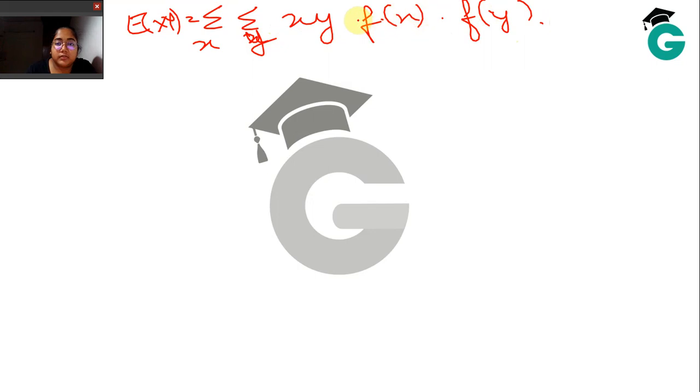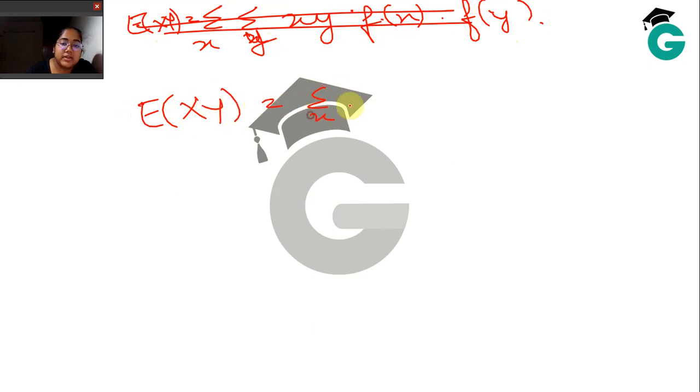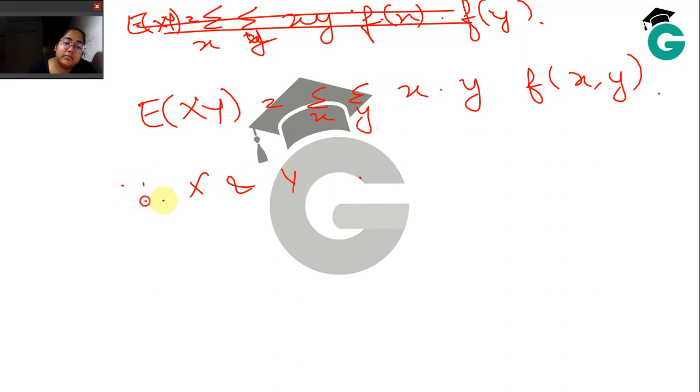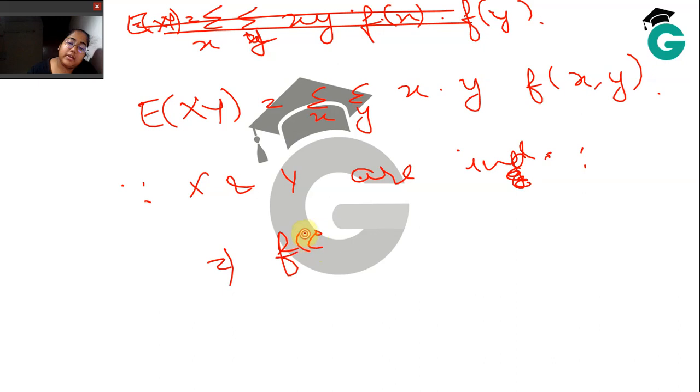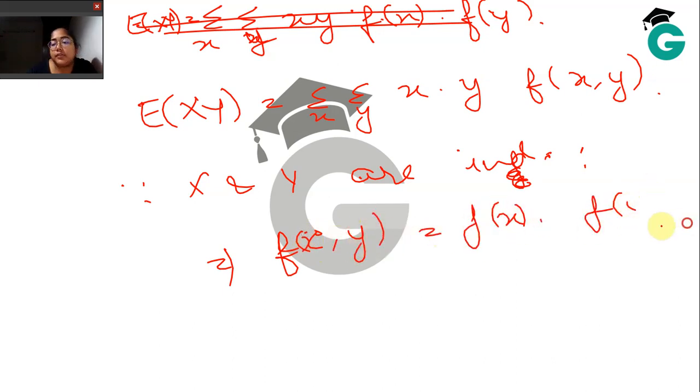Or rather, I should say, hold on. So expectation of xy is going to be summation over x, summation over y, xy, f of x comma y, right? Now, because x and y are independent, this implies that f of x comma y is f of x into f of y, right? That's the condition of independence.